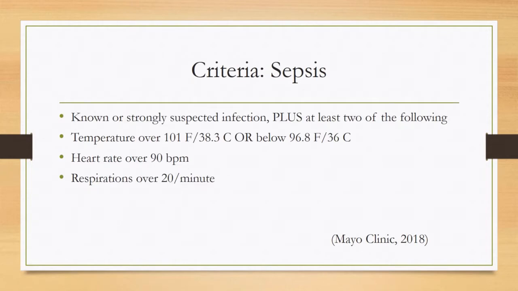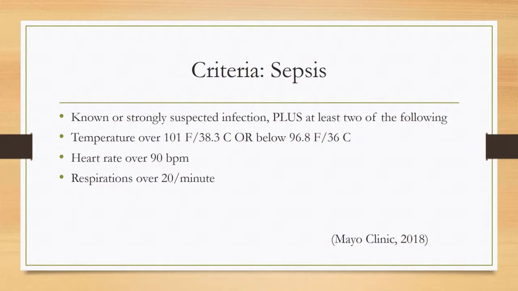So let's look at the criteria or benchmarks you would hit, at least according to the Mayo Clinic. If you're a nursing student and you find that this doesn't match what's in your textbook, go with your textbook. That's what they're going to be using for your exams. But in general, known or strongly suspected infection plus at least 2 of the following.